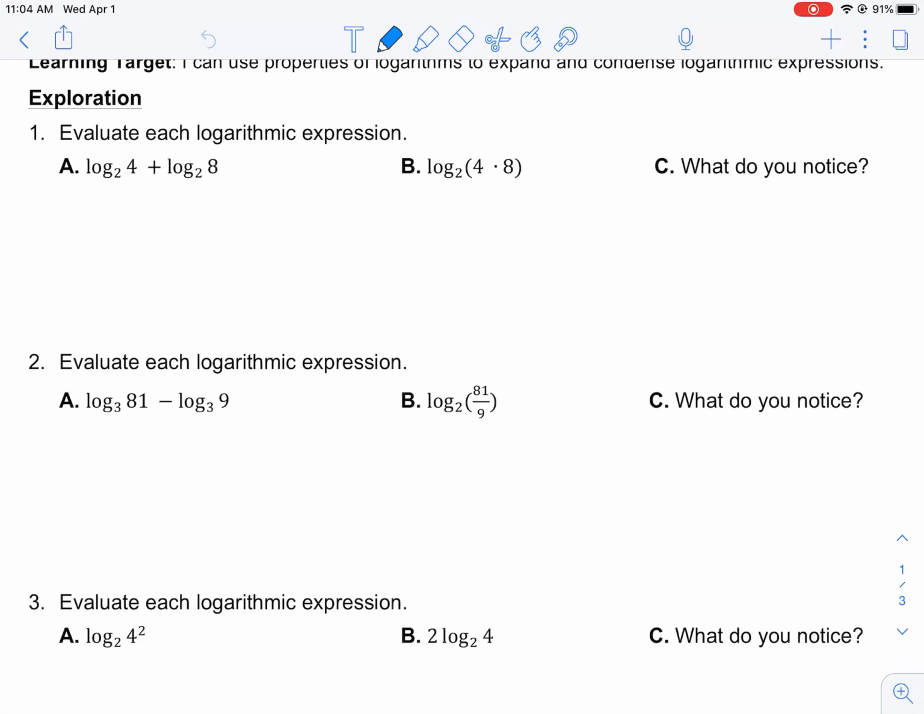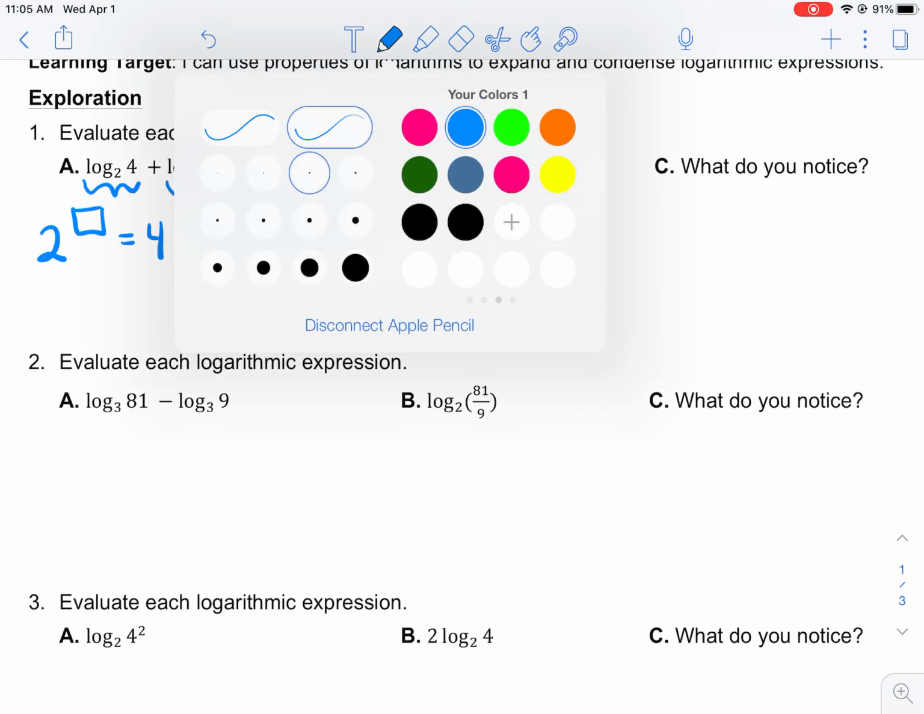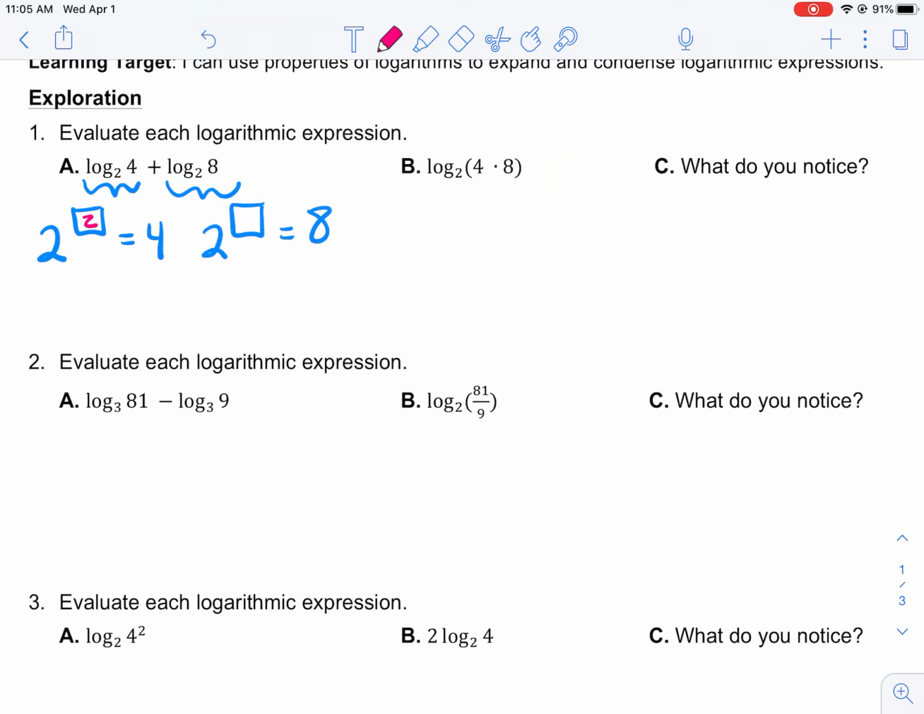The first thing we're asked to evaluate is log base 2 of 4 plus log base 2 of 8. Remember that logs equal exponents. So if you want to figure out log base 2 of 4, you're trying to figure out 2 to what power equals 4. And for log base 2 of 8, we want to know 2 to what power equals 8. We know that 2 squared equals 4 and 2 to the third equals 8. And so this is 2 and this equals 3. And so the answer is 2 plus 3, which equals 5.